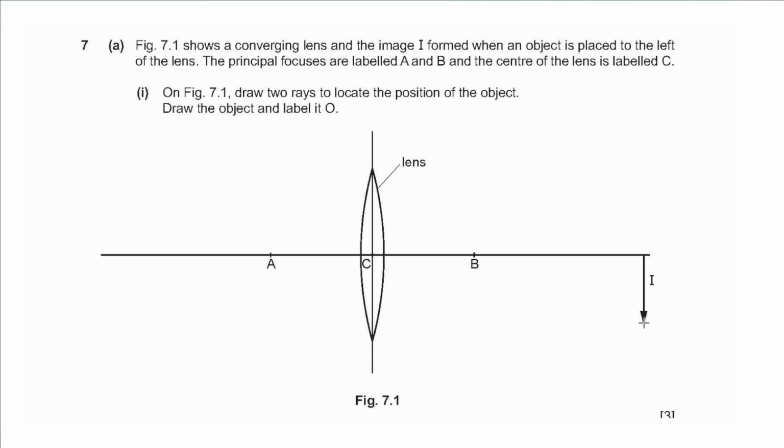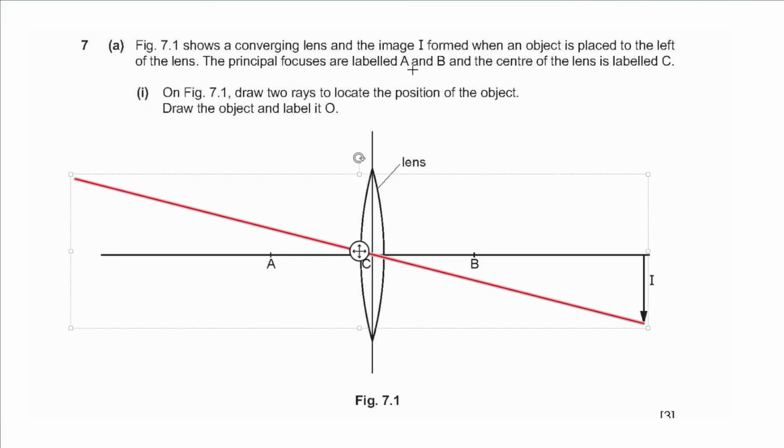So we can just draw from the tip of the image a straight line through the optical center and extend it to the left. Another ray passes through the focal point, so from the image through the focal point, like this. And then we draw an exactly horizontal line, which means perpendicular on the central line of the lens, from this point to the left.